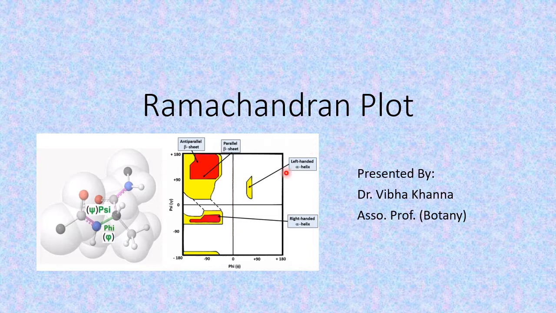This problem was worked out by Professor G.N. Ramachandran and his associates, and with the help of various computer models, they developed the Ramachandran plot. But in order to have a clear understanding of this graphical representation that was given by Professor Ramachandran, we have to understand certain basic concepts. So let us start with it.